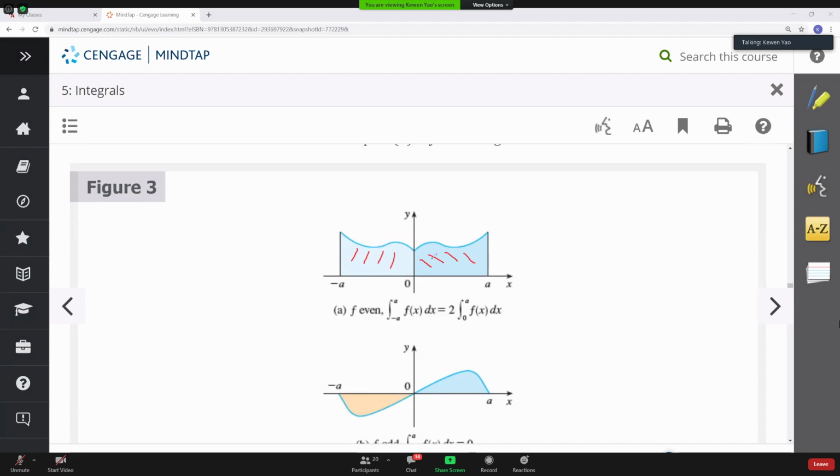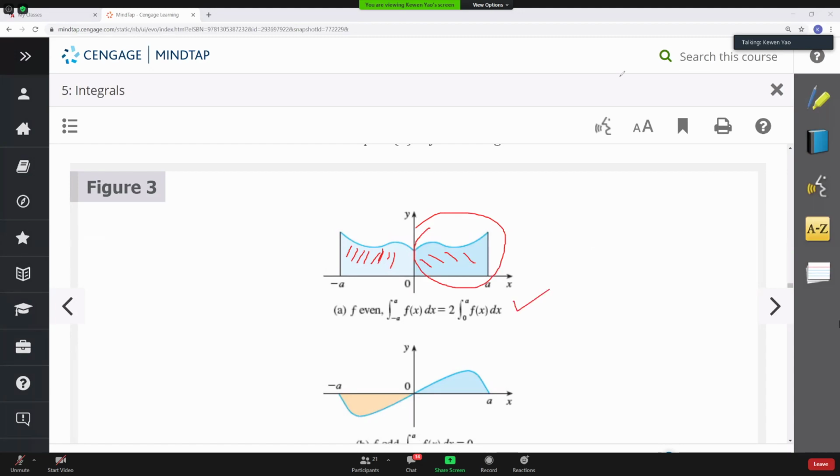Why? Because the left side and right side are the same area, because they are symmetric with respect to the y-axis. So the left area and the right area are the same. Therefore, if you want to find the total area, you find the area for the right side, and 2 times this will give the total area.